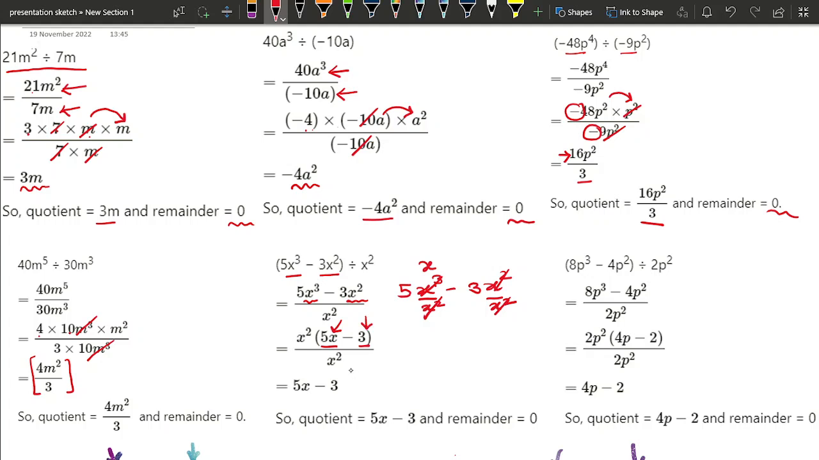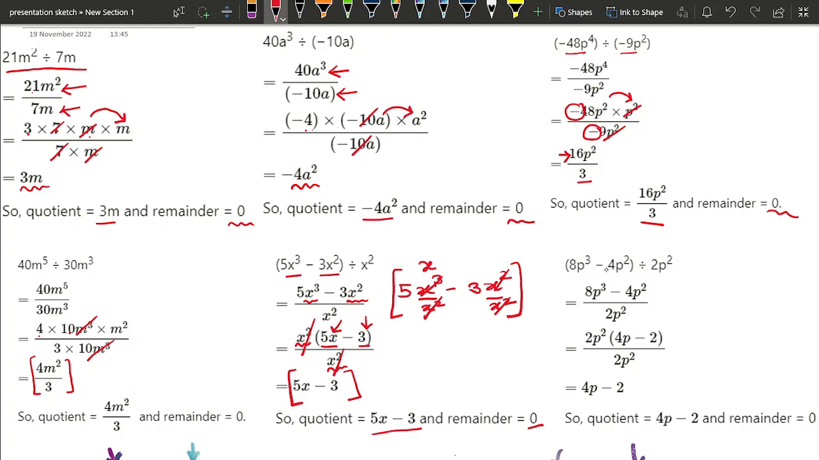That is why inside the bracket 5x is left, and in the second term only 3 is left. So please remember, in case it is not clear to you what we mean by taking out the common factor outside the bracket, that is the reason why I have explained this particular step. And once we have done that, as you can see, now here in the numerator x square, denominator x square, will get cancelled and I'm only left with this bracket, which is nothing but 5x minus 3, which is the quotient. Here again the remainder is 0.